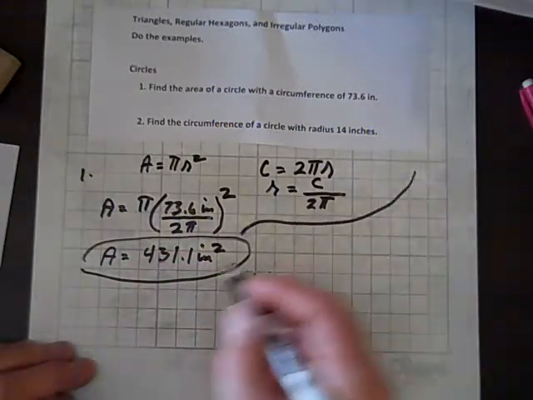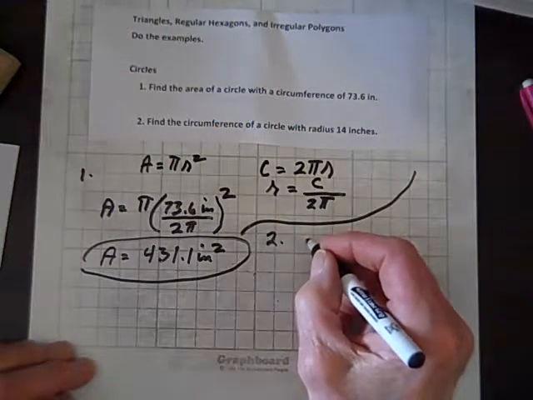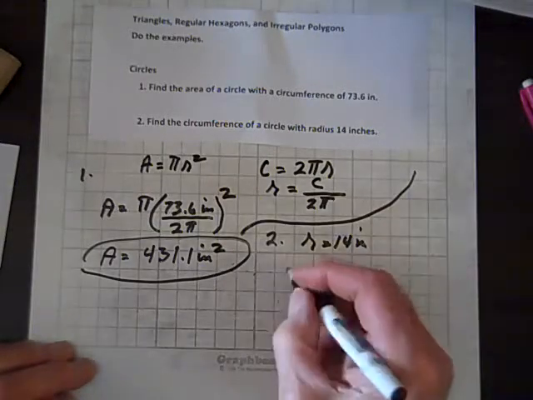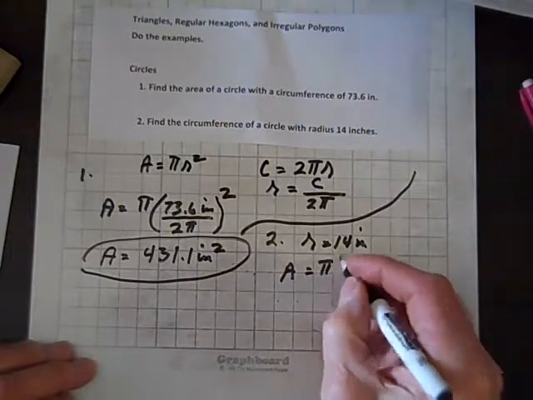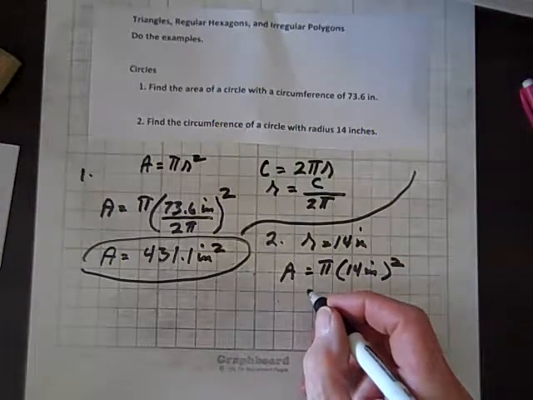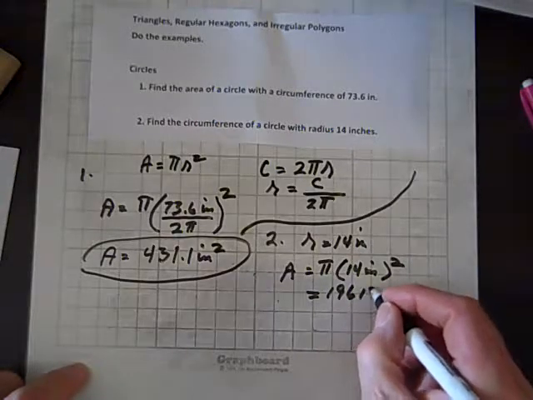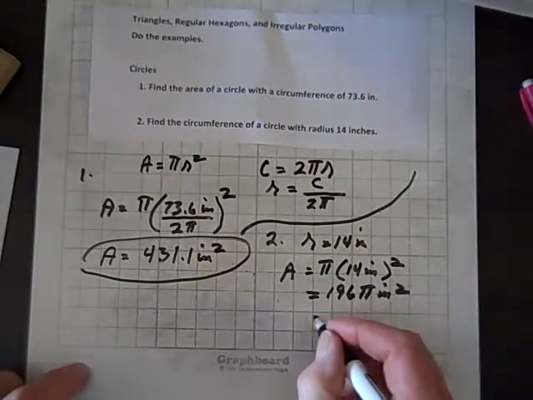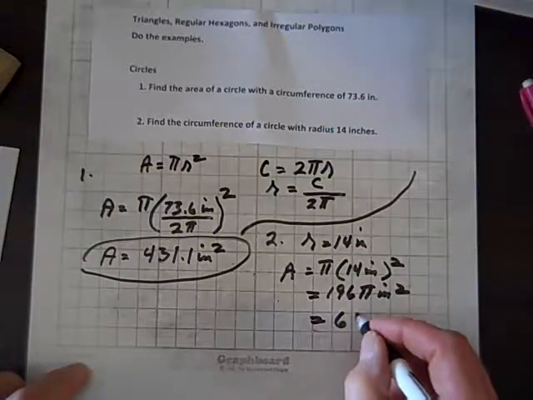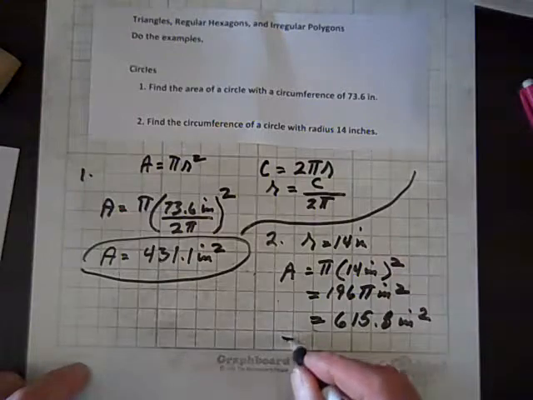Let's do number 2. I think we have room. Area equals pi r squared, and r equals 14 inches. So the area equals pi times 14 inches, and we're going to square that, and that equals 196 pi inches squared, which equals, multiplying times pi, 615.8 inches squared. And we are done.